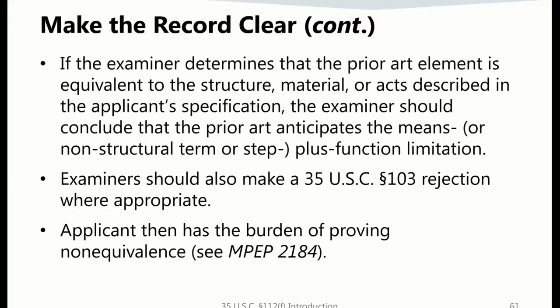Even where the applicant has met that burden of proof and has shown that the prior art element is not equivalent to the structure, material, or acts described in the applicant's specification, the examiner must still make a 35 U.S.C. 103 analysis to determine if the claimed means or step plus function is obvious from the prior art to one of ordinary skill in the art.